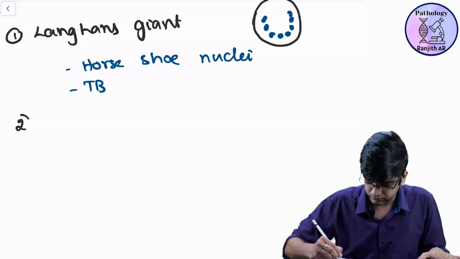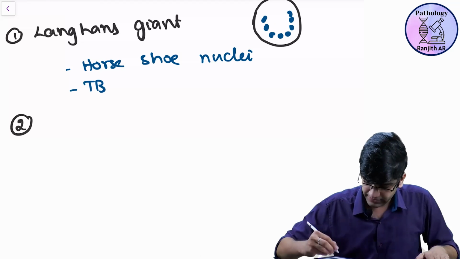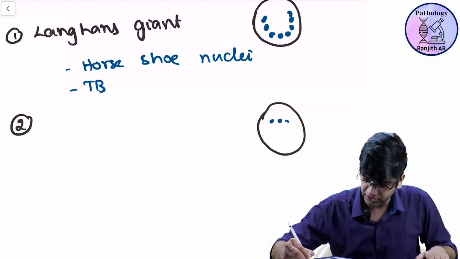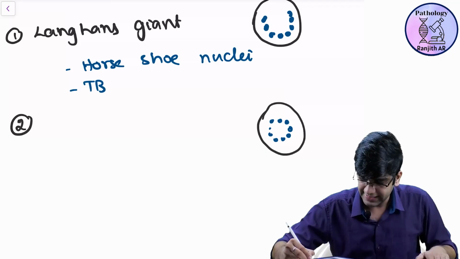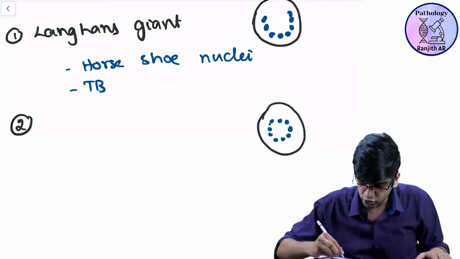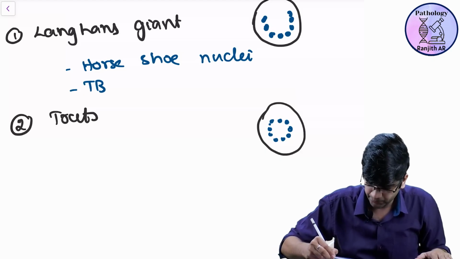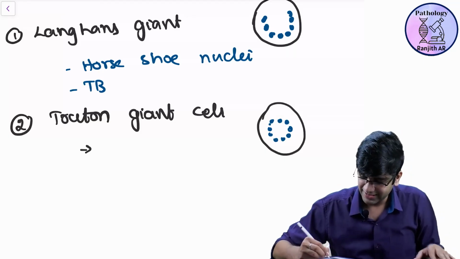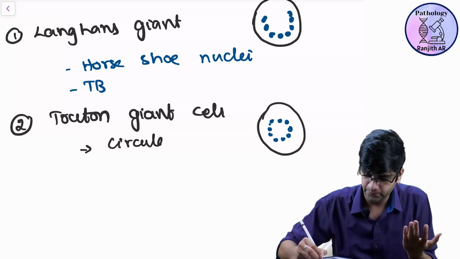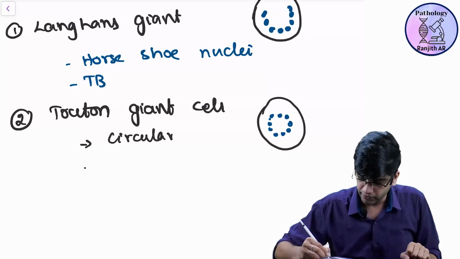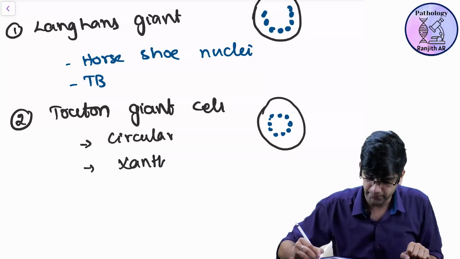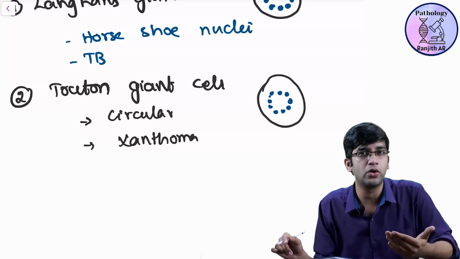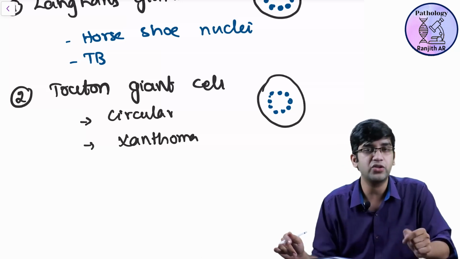Second, when the nuclear arrangement is in the form of a circle, forming a tiny little complete circle, I'm going to call this giant cell a Touton giant cell. Nice name, right? Touton giant cell, the nucleus is of circular arrangement. Where do you see it? You're going to see it in xanthoma. When I see such a giant cell, I'm going to think of a xanthoma. Xanthoma is what you see in hypercholesterolemias and all those conditions, right?